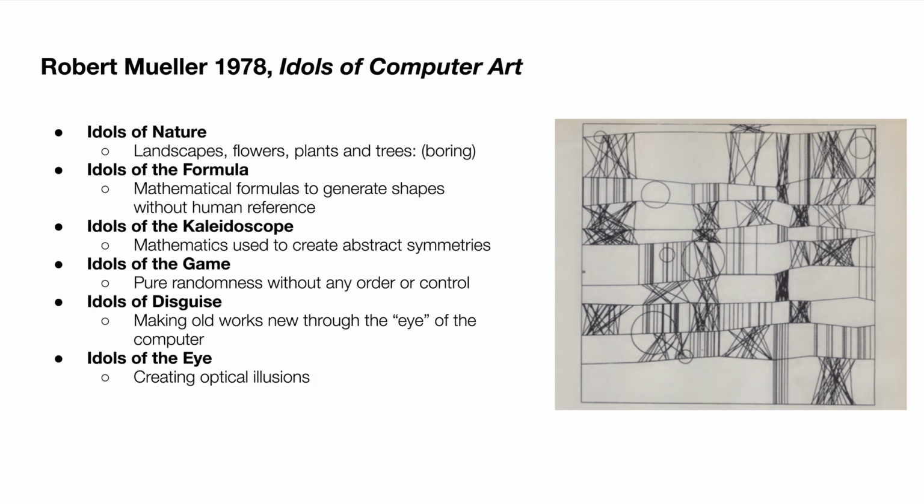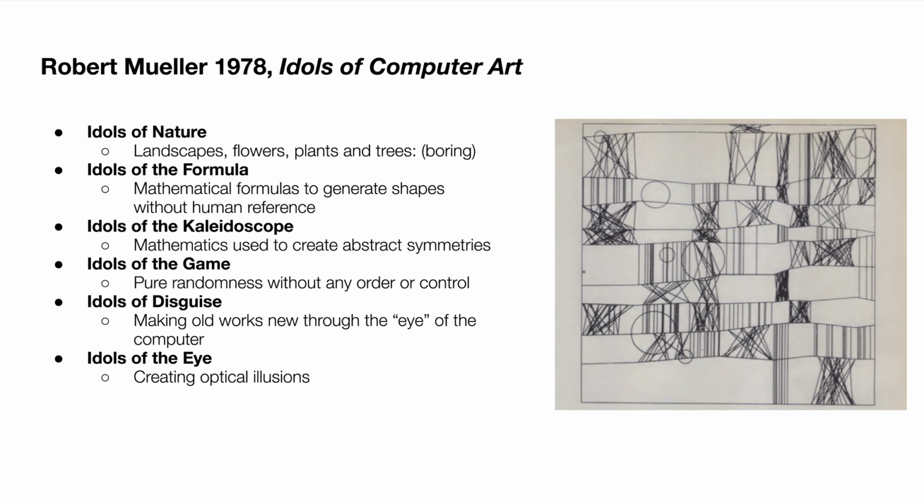Another cliche is the idols of the kaleidoscope, in which this exact same mathematics are used to create symmetries that are too pleasing. In other words, symmetries that are too comforting and too easy to understand, but don't challenge the viewer in any real way. That's idols of the kaleidoscope. He has another list here, idols of the game. That is, works that make use of pure randomness without any tension with order or control. So, random noise generating engines, art that uses a computer to simply make random things. He suggests that this is actually not particularly interesting, and that it's the tension between randomness and order that creates interesting work.